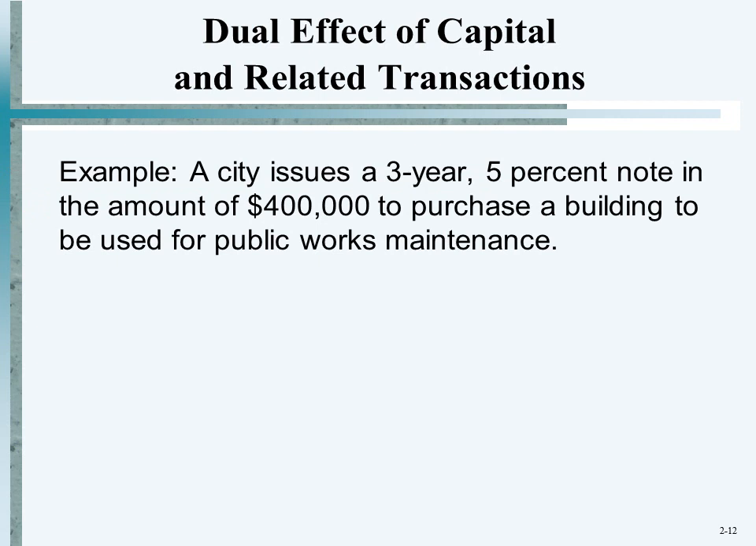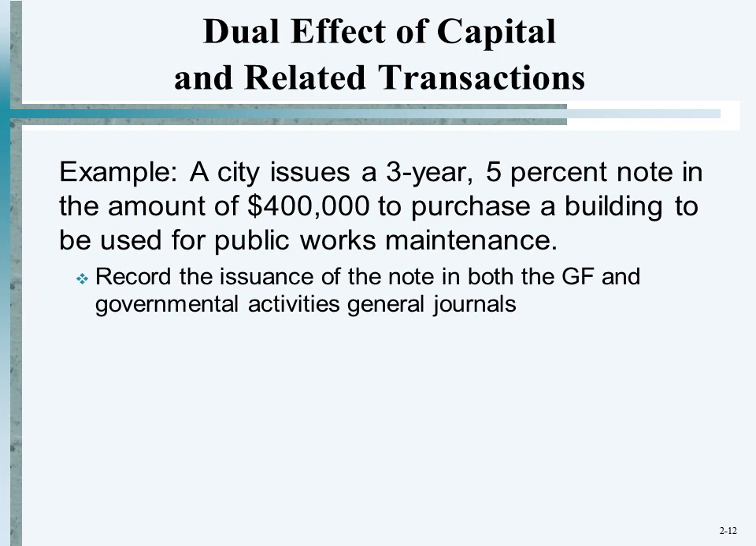Here's a little short thing that we'll cover more about later, but there's a dual effect whenever you have a transaction for a capital project. In this example, the city issues a 3-year 5% note in the amount of $400,000 to purchase a building. You have to record the issuance of the note in both the general fund and the governmental activities general journal. In governmental activities, here's where we're talking about this whole dual track of accounting, where you are reporting in two places, recording a transaction in two places.